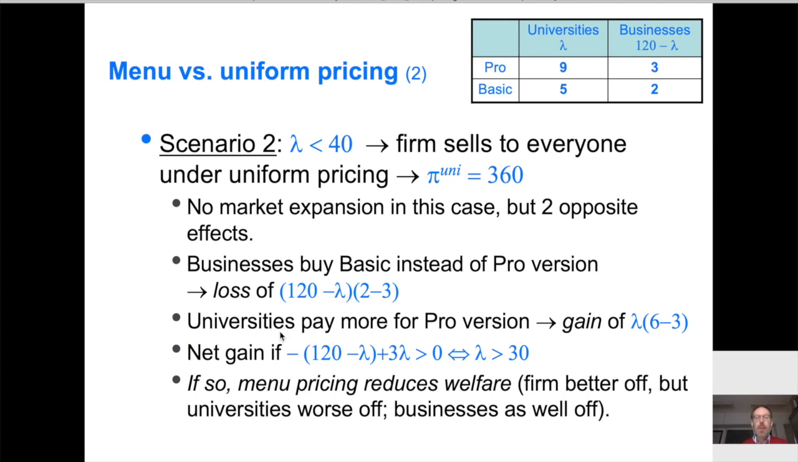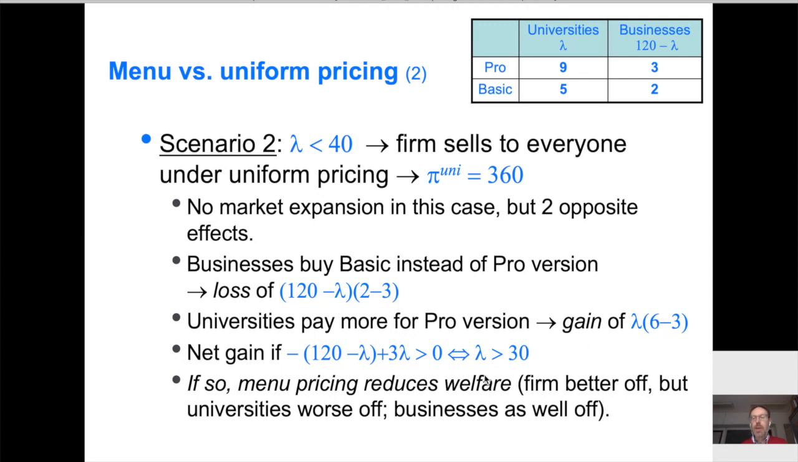Okay, but universities under menu pricing pay 6 for the pro version instead of paying just 3, which is what they would pay under uniform pricing. Okay, so there is a gain of 3 per university. Now, again, you need to look at the balance between the gain and the loss. This is what is done here. There is a net gain as long as there are at least 30 universities on the market.